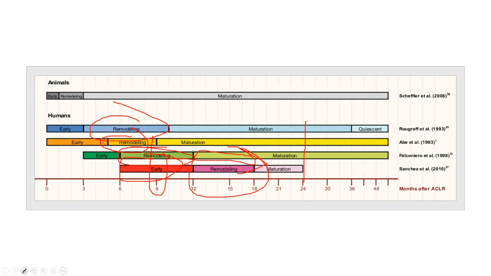So that is ligaments in a nutshell. And next we'll move on to cartilage.